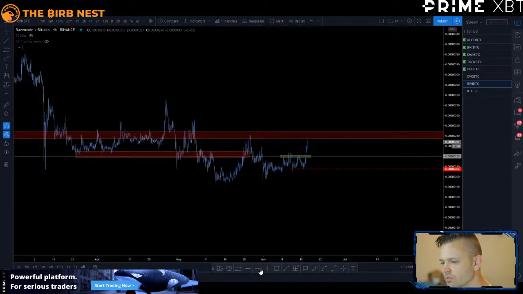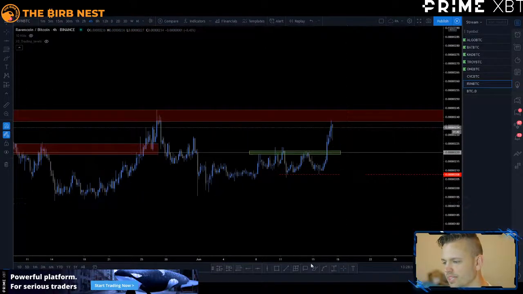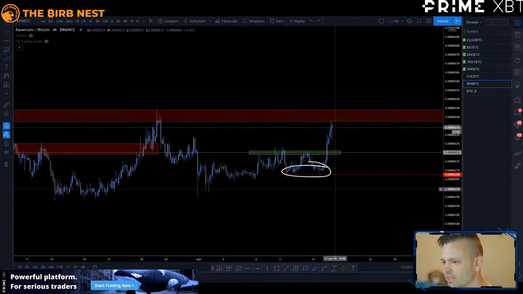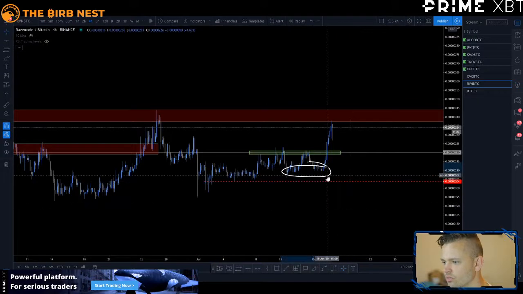Stop loss area on this one. Well, it's a bit tricky. This is the obvious stop loss area, right? This one. But I would like to have it below this area, just to be safe, just to be extra cautious, right? So I think this is a good area for a stop on that one.